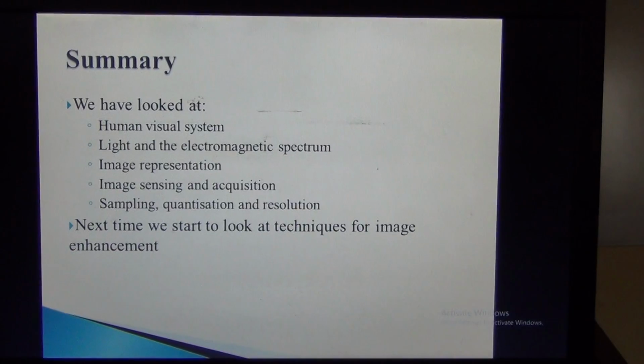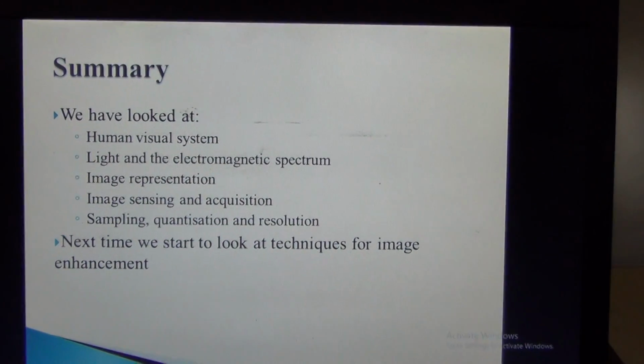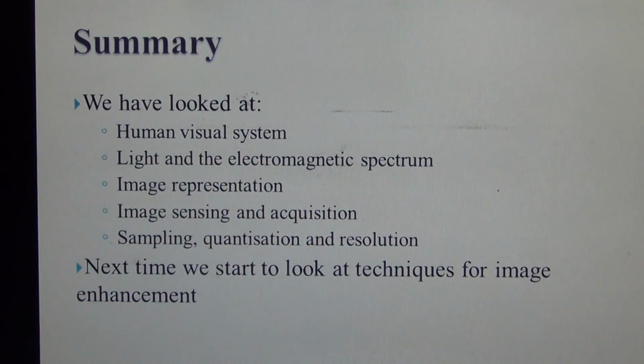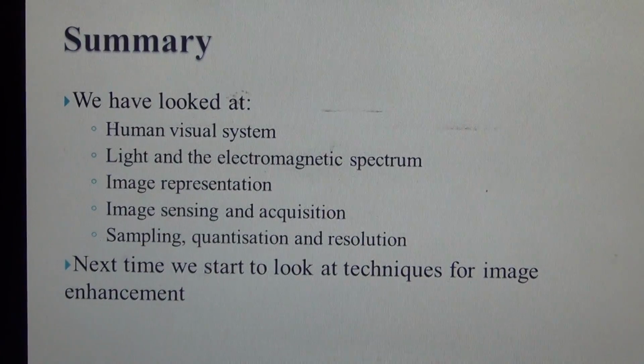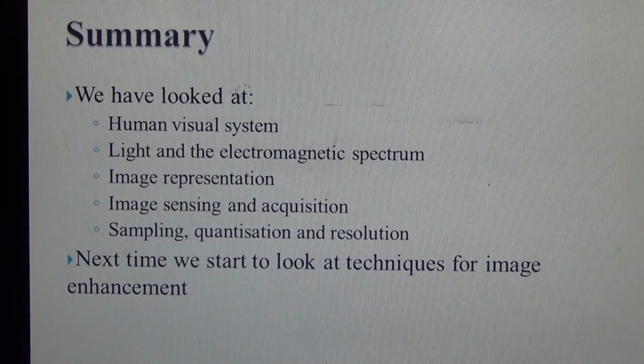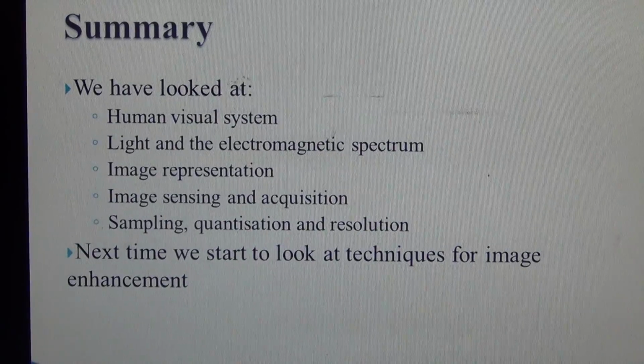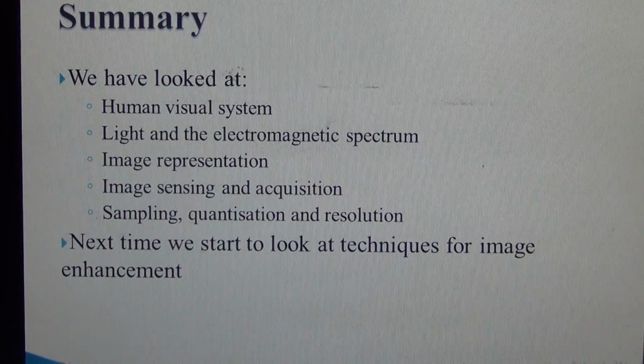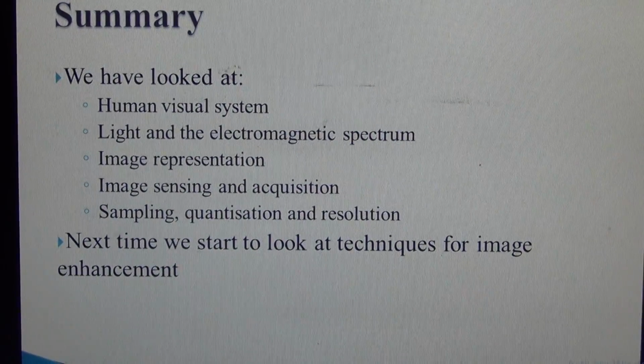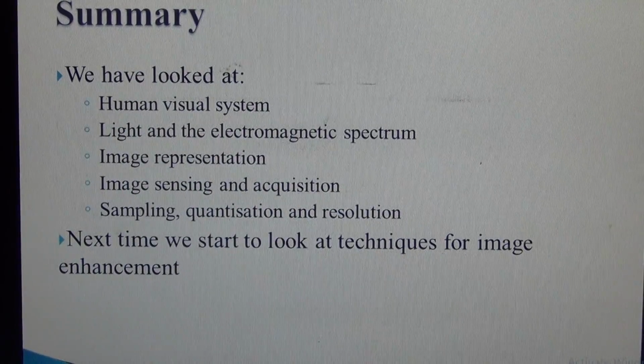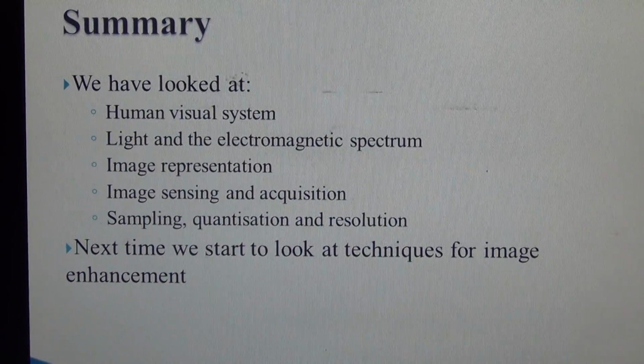So in today's lecture, we have looked at the human visual system, how it works, and the electromagnetic spectrum, where visible light falls, and also the representation of images, how images are acquired and sensed, and finally we have discussed the sampling and quantization of the image.